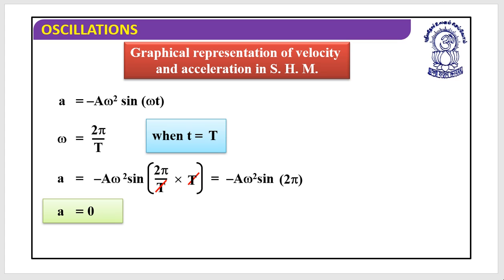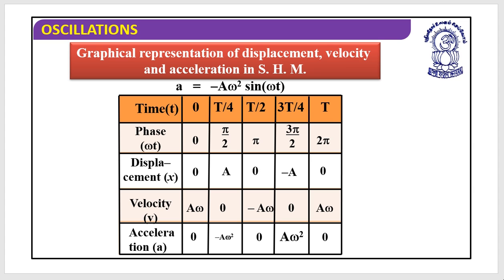Next, for the time period T, omega is equal to 2 pi by T, and a is equal to 2 pi by T into T. This and this cancel, so this is equal to minus A omega square into sine of 2 pi, and sine 2 pi is 0. So the acceleration is equal to 0. Let's summarize all these things: this is the phase, this is the displacement, this is the velocity, this is the acceleration for every different time.